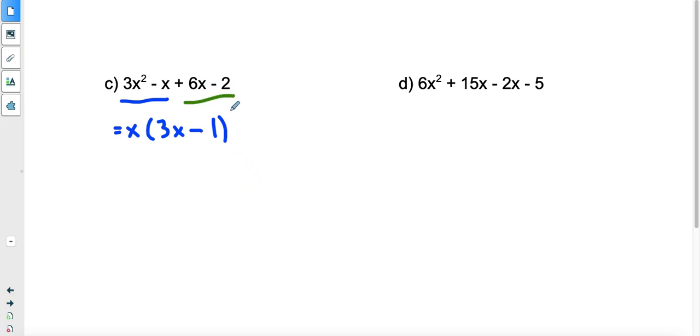Next, we have 6x minus 2. So same thing, I just want to common factor that. 2 goes into both 6x and 2, so I can common factor out a 2. And then inside my brackets, 2 times 3x will give me 6x. Also, 2 times negative 1 will give me negative 2.